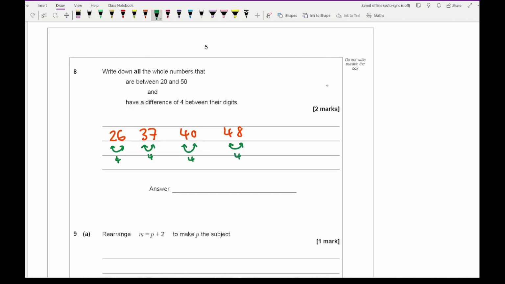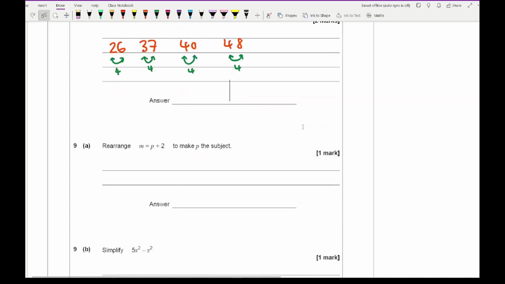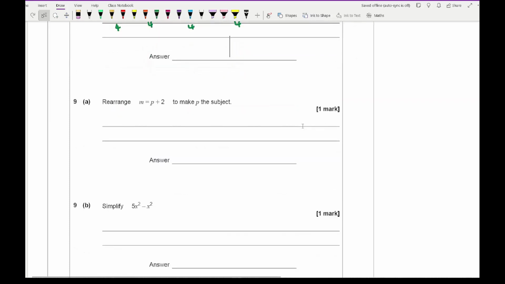Now, one thing you probably could do is just write down the list of all the double digits between 20 and 50 and cross them off, but that will take you quite a long time. Again, you could be a little bit quicker with that, but if you are struggling, then there's no harm in you doing that.